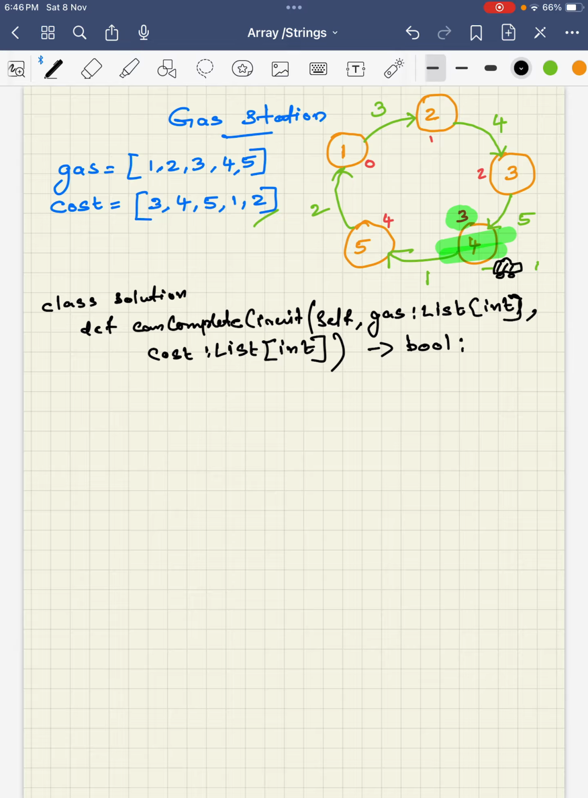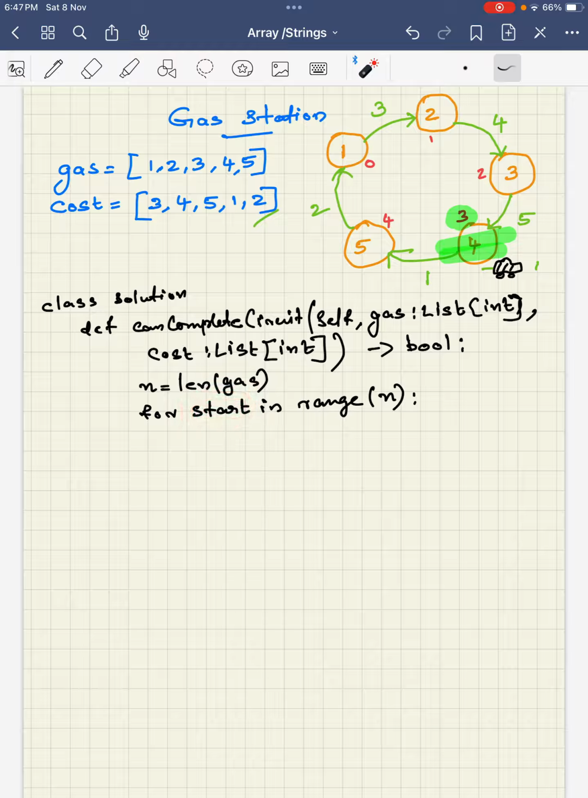Then we are going to start by getting some information like n, which is the number of gas stations. For start in range of n, basically this is nothing but our candidate starting points. We are going to start from the candidate at 0, then the candidate at the next index, and so forth. Then initially the tank is 0 and valid, we are fixing it as true.